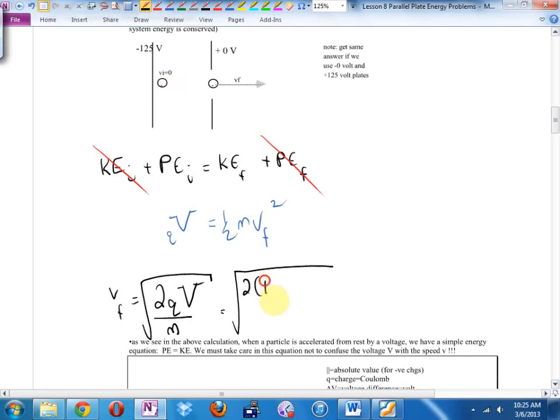I'm going to put 1.6 times 10 to the negative 19. V, 125. So you could argue it's negative 125 is where we're starting, but anyways. Mass, it's an electron. I know it's 9.11 times 10 to the negative 31. By the way, the speed of light is 3 times 10 to the 8th. Don't be getting an answer bigger than that. It probably means you forgot to square root.